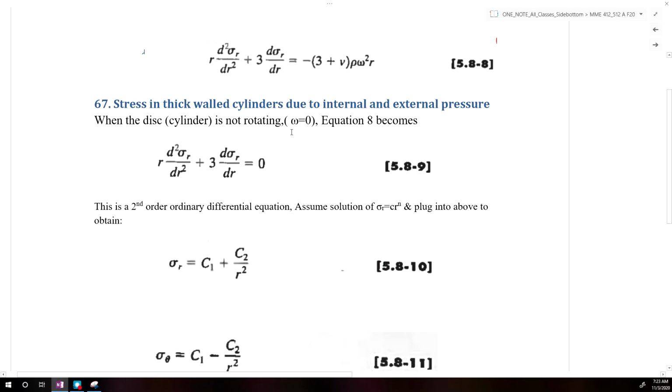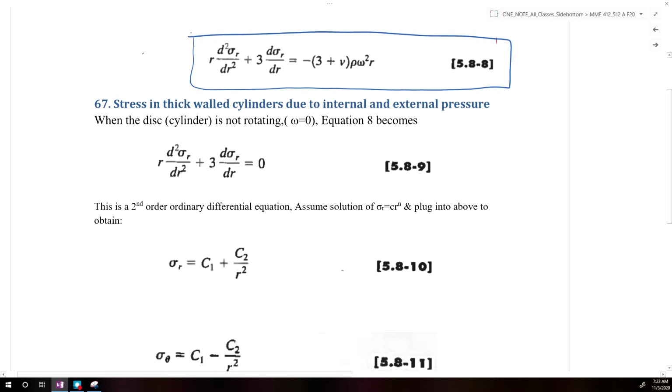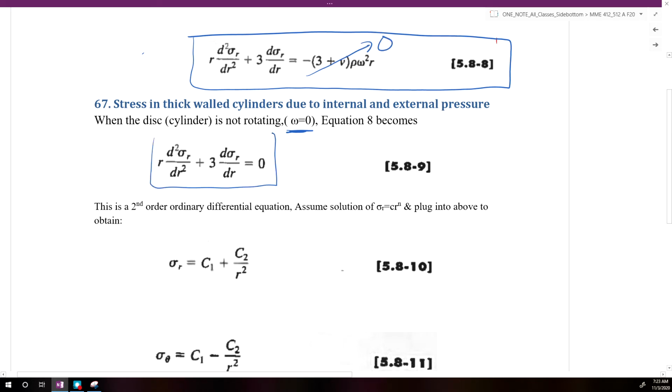So at the end of the last video, we derived this equation 5.88, that was defining an ordinary differential equation which we can solve for sigma r. All right. So this is a non-homogeneous ordinary differential equation. In the case where our cylinder is not rotating, so basically if omega is equal to 0, the right-hand side of this equation will become 0, and we'll be left with this differential equation here.